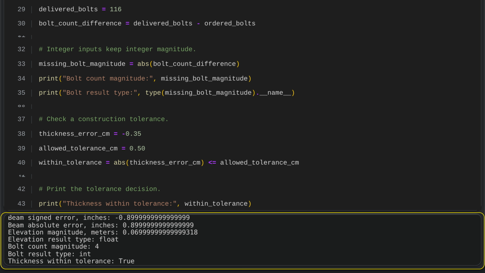This script shows how absolute values help measure error sizes in civil engineering calculations. It compares predicted and measured beam deflections, design and survey elevations, bolt quantities, and thickness tolerance by separating sign differences from their magnitudes. The key idea is that signed values show direction, while absolute values show size, helping prevent mistakes when checking errors, quantities, and tolerances.